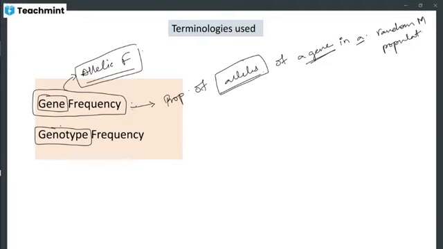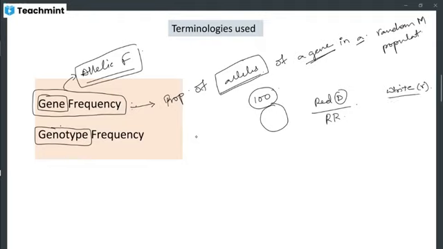So how will you calculate this gene frequency? Let us take an example. For example, in a population of 100 individuals, let us consider that red color is dominant and white is recessive. We'll go with the homozygous individuals first. Also consider that there are heterozygous individuals in this 100.